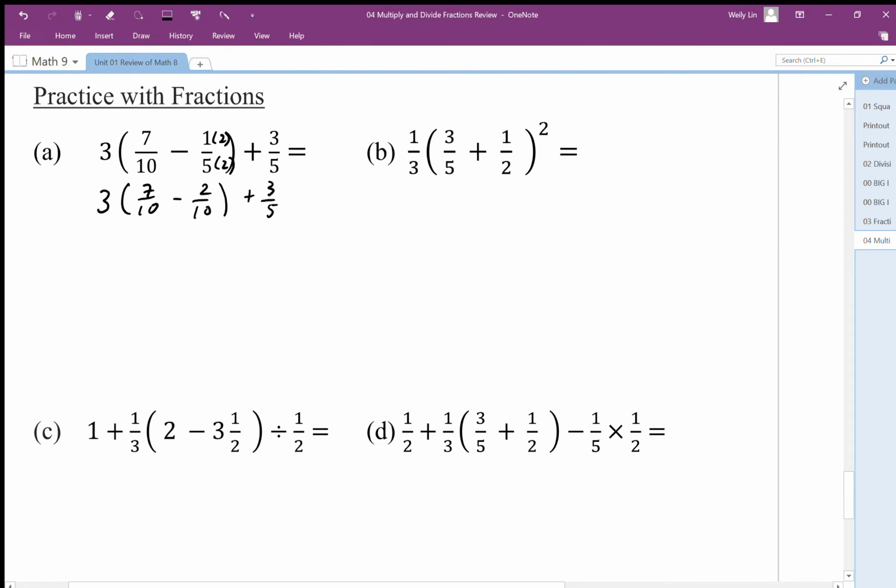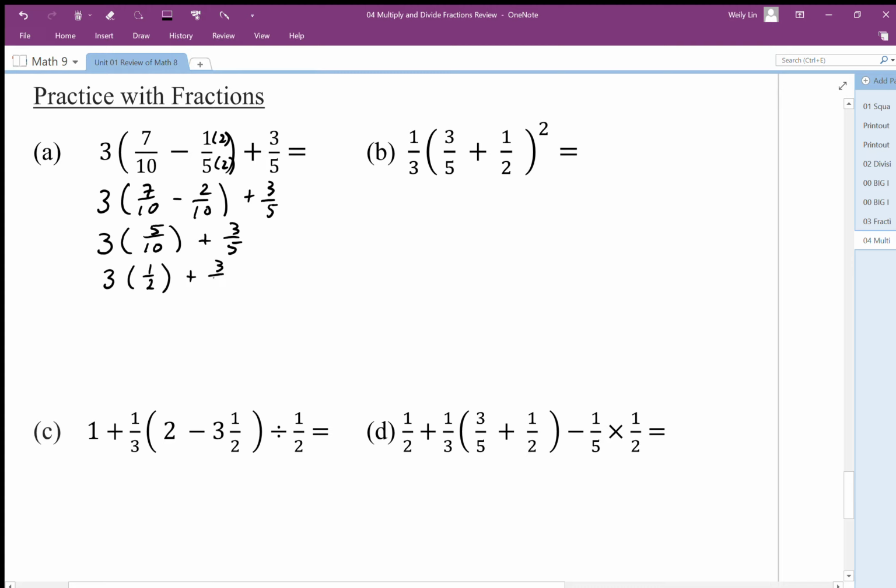So I want to complete the operation inside the brackets first. So 7 minus 2 is going to give me 5 over 10. This is plus 3 over 5. We can do the multiplication here first, or we can do the simplification first. I'm going to simplify first. 5 over 10 simplifies to 1/2.